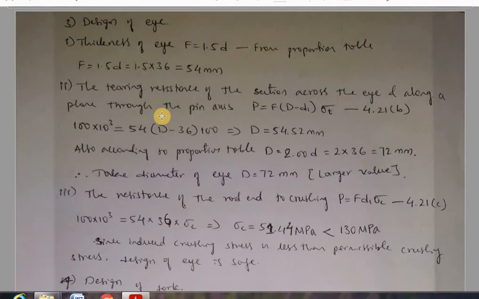So here the only unknown in this equation is the diameter of the eye, capital D. Substituting the values of other known parameters like load 100 into 10 raised to 3 Newton, F value, that is thickness of the eye 54 mm, and small d1 36 mm, and the tensile stress 100 mm, we calculated the diameter of eye as 54.52 millimeter.